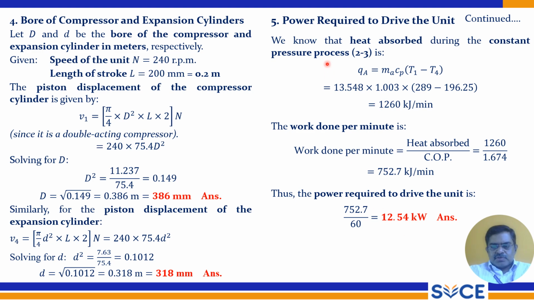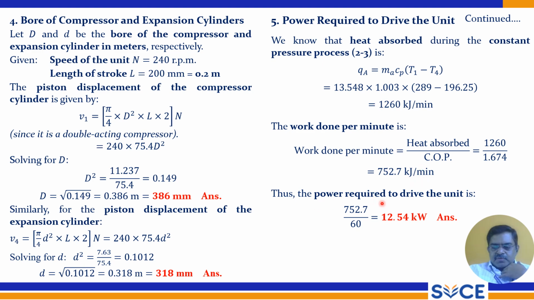So for the power required to drive the unit, we know that the heat absorbed during the constant pressure process is QA equal to m into Cp into T1 minus T4. Substituting all these values, that gives 1260 kilojoules per minute. So that is the QA value. Then the work done per minute is equal to heat absorbed divided by COP. We have already calculated COP, so 1260, that is the QA, divided by 1.674. That comes to 752.7 kilojoules per minute, students.